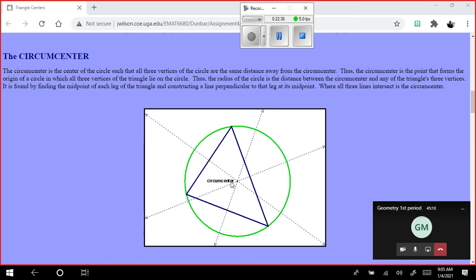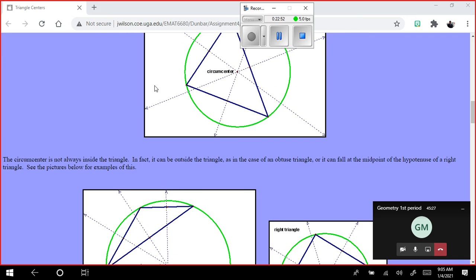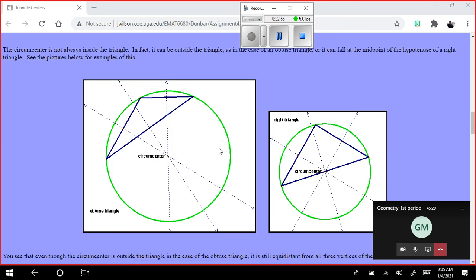Okay, so whenever the three perpendicular bisectors meet, that's when we have a circumcenter, and it's located such that it's equidistant from the vertices of the triangle. Okay, that was our second one. We saw circumcenter and it was associated with the perpendicular bisector.